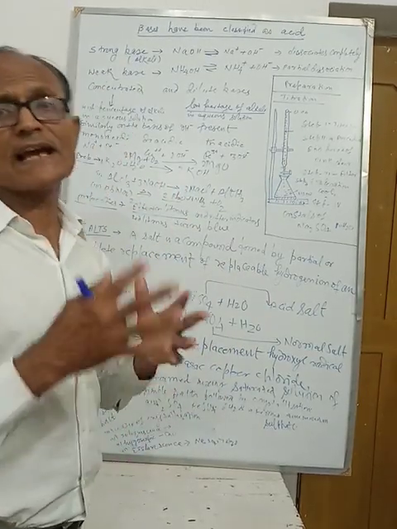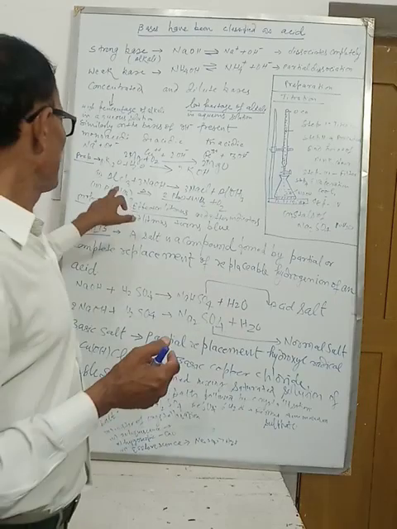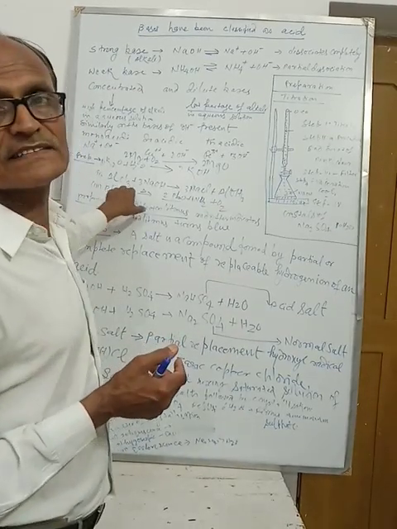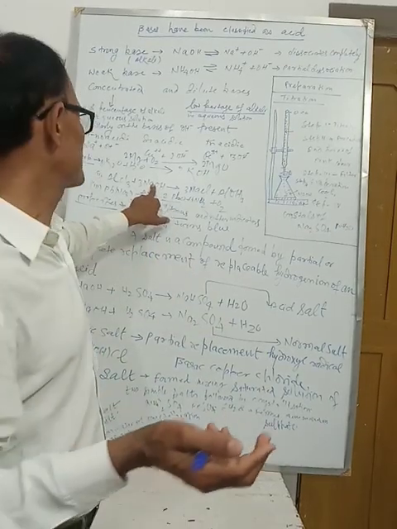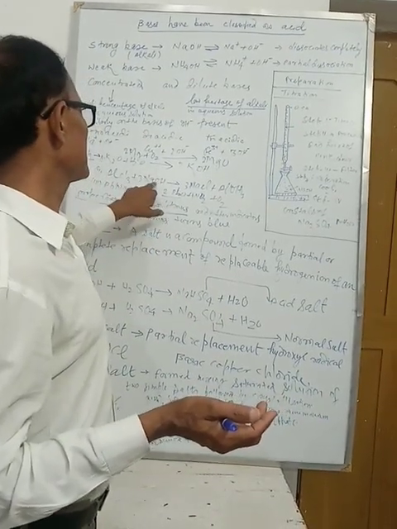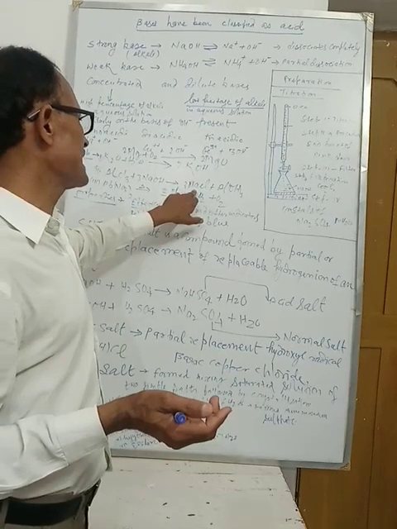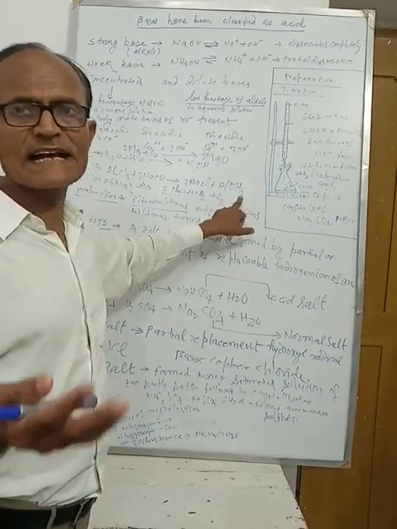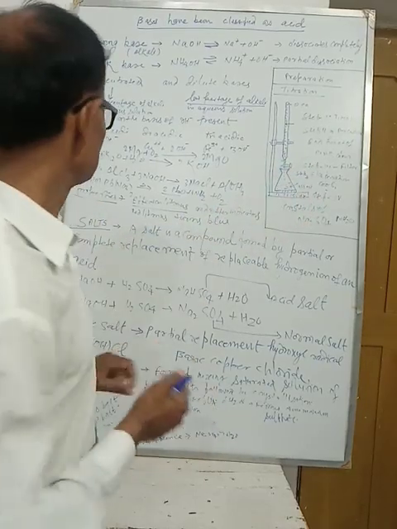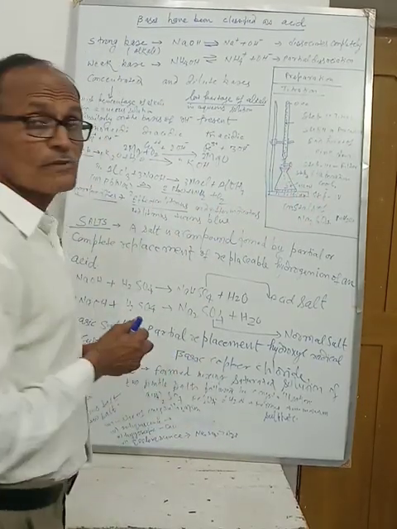Now the third way to prepare base. When a salt is dissolved in an aqueous solution of one kind of base, AlCl3 plus 3NaOH gives 3NaCl plus Al(OH)3. So this is another kind of base that we prepare.